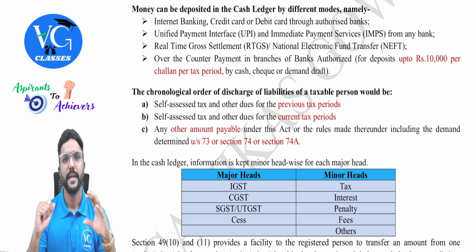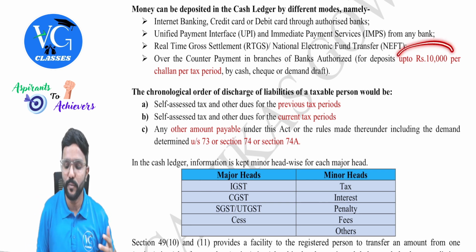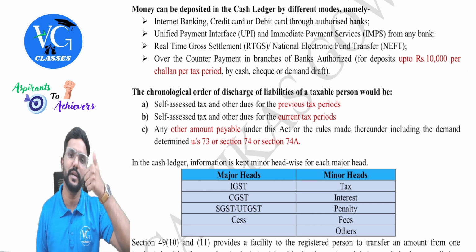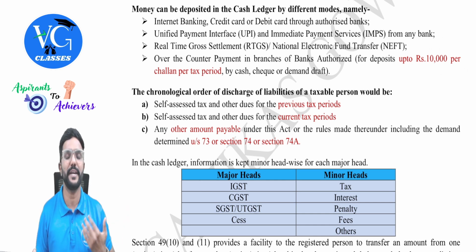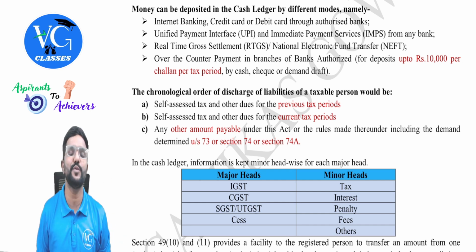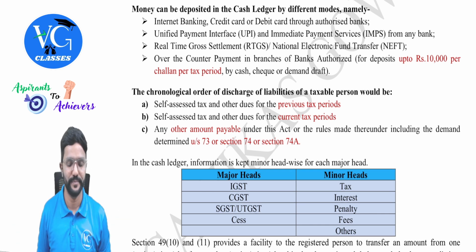But if it is a deposit by a government department or a proper officer in the case of recovery and all, can they deposit more than 10,000 over the counter? Yes. Those are exceptions. Is that clear? But if a registered person wants to deposit more than 10,000 per tax period over the counter, that is not possible.